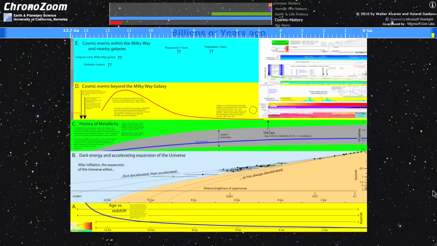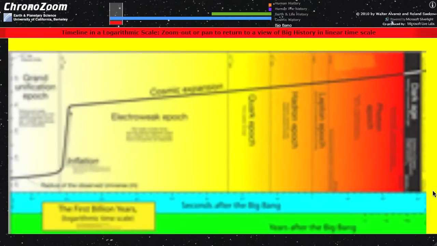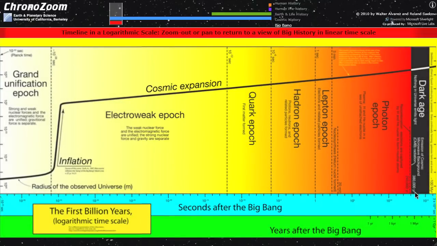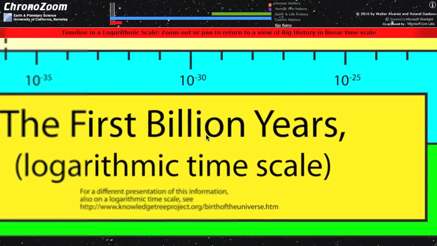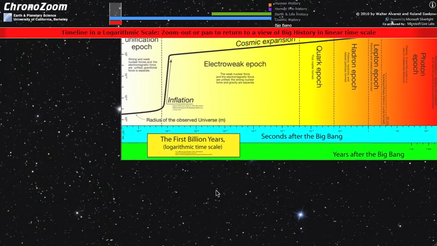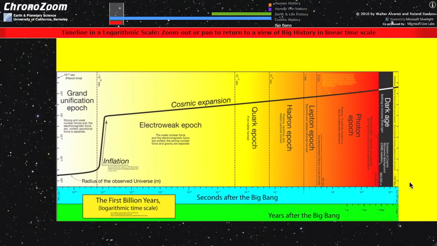The origin of the universe in the Big Bang is understood by cosmologists back to the first 10 to the minus 43 seconds. Think about that. And the only practical way to show it is on a logarithmic plot, which we've done for the first billion years. So this is ChronoZoom in its time visualization mode. We hope you like it and that you will take some time to explore it online.